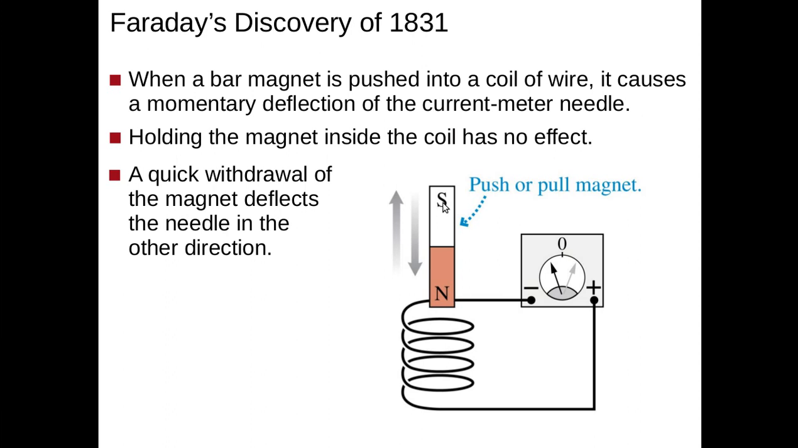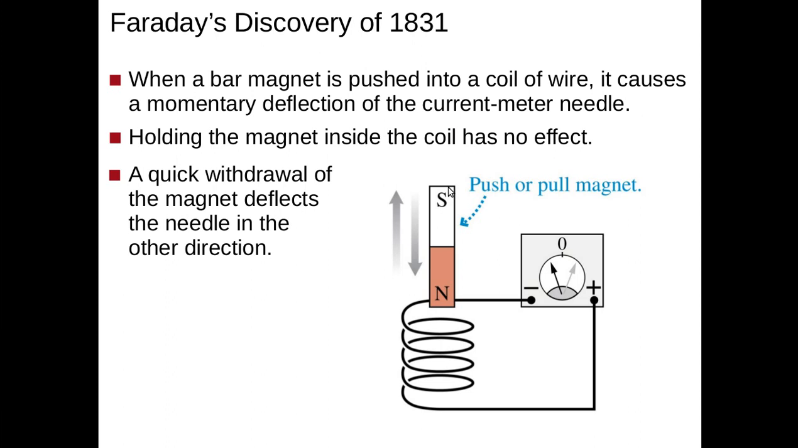He took the north end of a magnet and put it into a coil, and he saw the needle deflect momentarily, just for a short amount of time. Then it came back to zero. When he pulled the magnet back out, it deflected in the other direction.